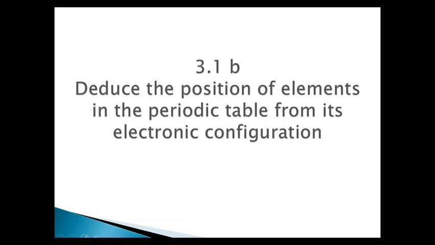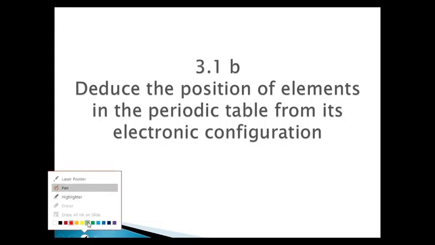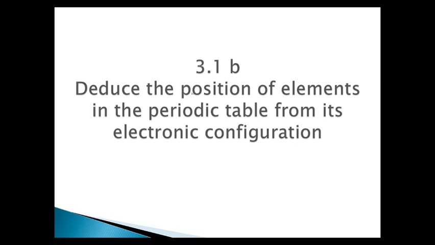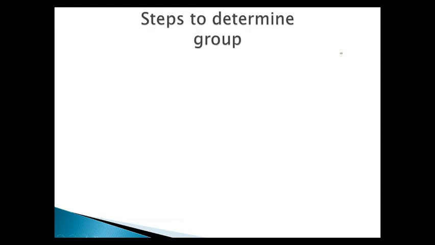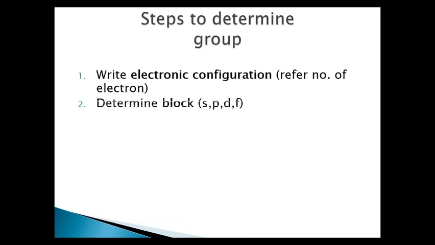The second learning objective in 3.1 is to deduce the position of elements in the periodic table. So we have to determine the group, block, and period of an element. How we're going to do that is by doing these 4 steps.